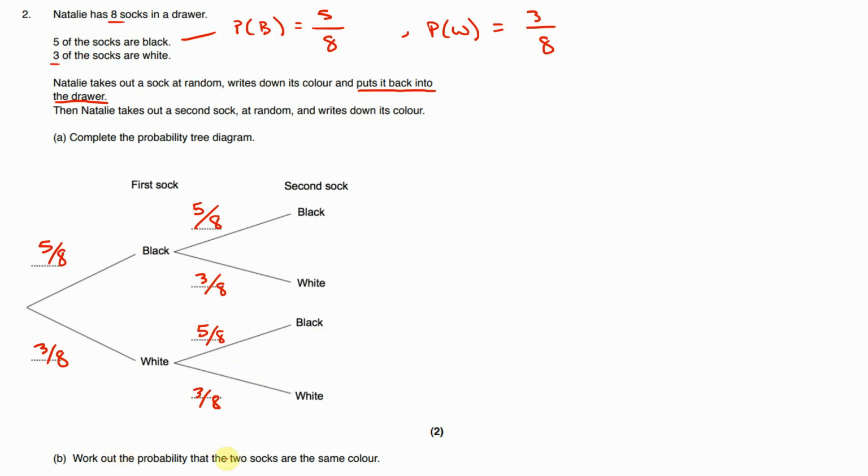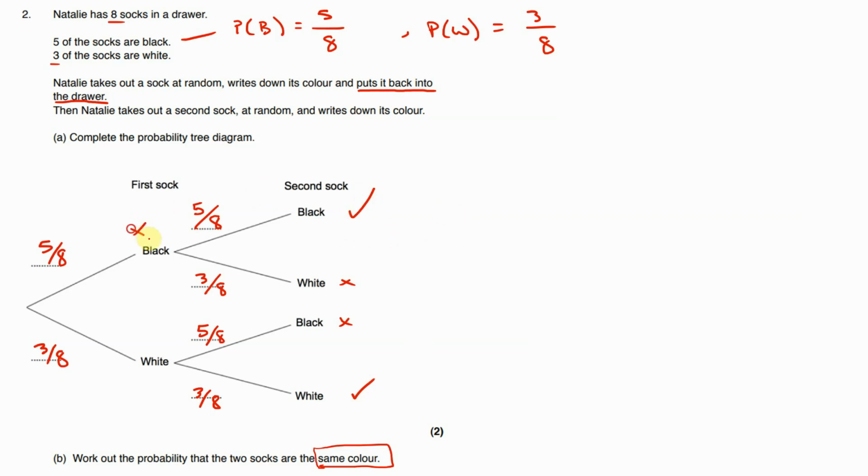When we work out the probability that the 2 socks are the same colour, we want that to be black, then black, or white, then white. These two would be black, white and white, black. They're not the same colour. So always organise it, put some ticks by the paths you think are useful.